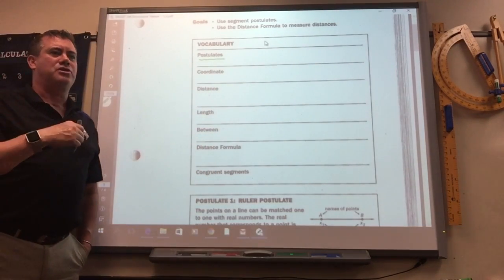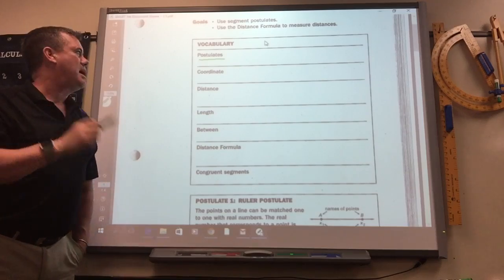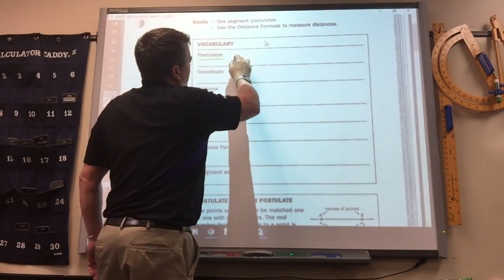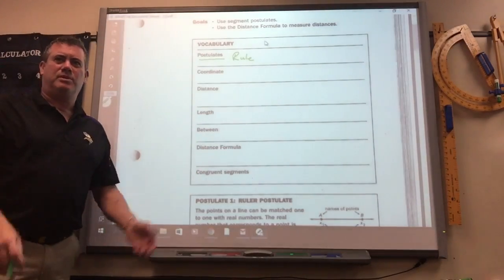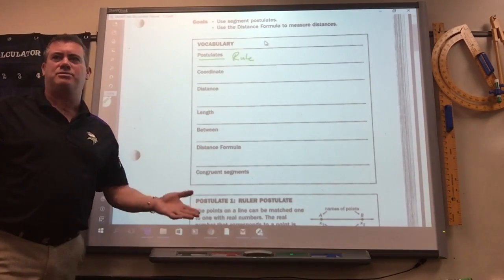Geometry is full of postulates. What's that? A postulate is just a rule that is known to be true. Okay? It's like a real easy, common sense thing.